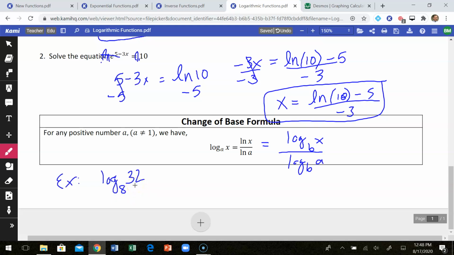But what I can do is, because 8 and 32 are both powers of 2, I can rewrite this as log base 2 of 32 divided by log base 2 of 8. And then I can evaluate each one of those separately. So on top, 2 to what power gives me 32? That is 5. And on bottom, 2 to what power gives me 8? That is 3. And so the answer is 5/3, which says if I took 8 to the 5/3 power, I would get 32.